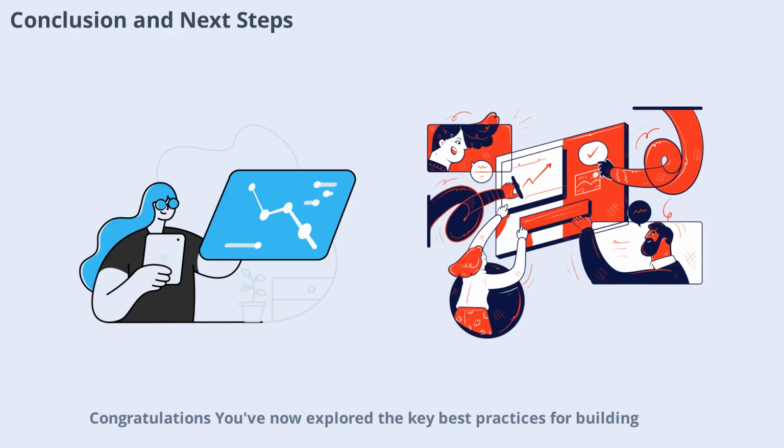Congratulations! You've now explored the key best practices for building, deploying, and operating Java microservices. By embracing cloud-native principles, automation, robust testing, and strong security, you can create applications that are resilient, scalable, and ready for the future. Continue learning by exploring related publications, online resources, and hands-on experimentation. Remember, the journey to microservices excellence is ongoing. Keep iterating, collaborating, and innovating.